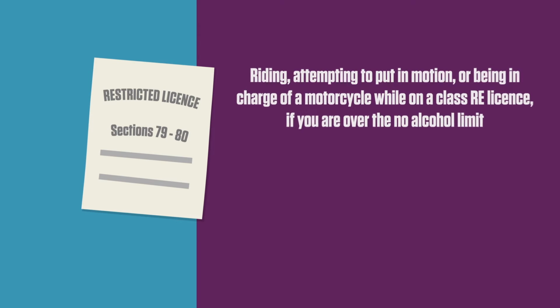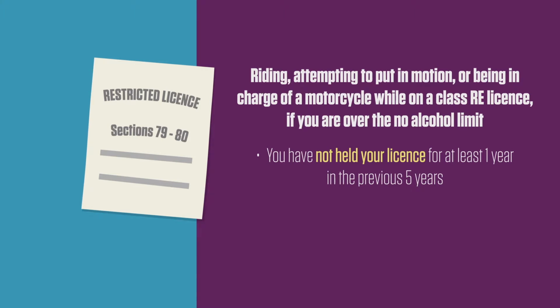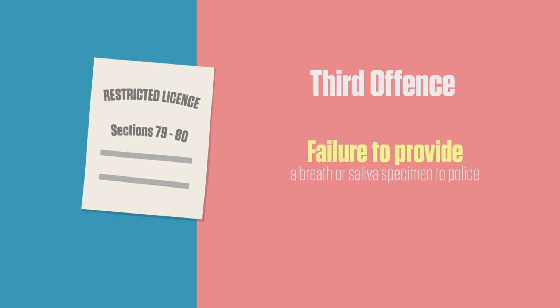Another relevant offence is riding, attempting to put in motion or being in charge of a motorcycle while on a Class RE licence if you are over the no alcohol limit and you have not held your licence for at least 1 year in the previous 5 years, or the motorcycle is a Class R motorcycle. A third offence relates to failing to provide a breath or saliva specimen to police.